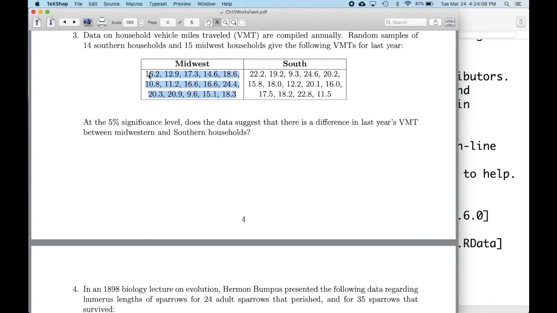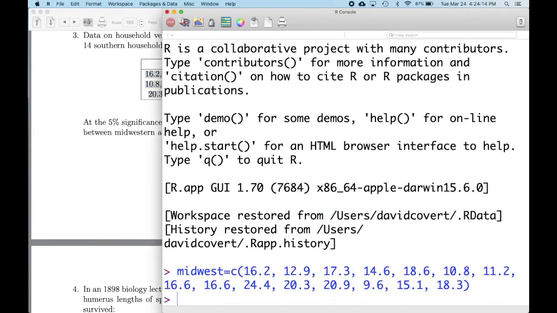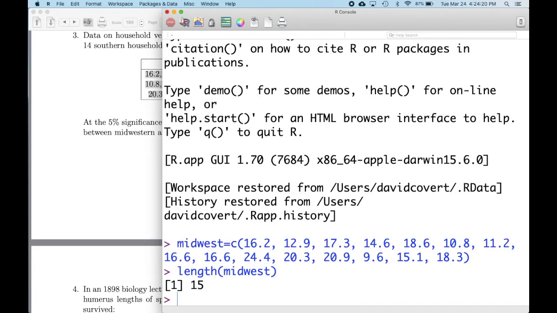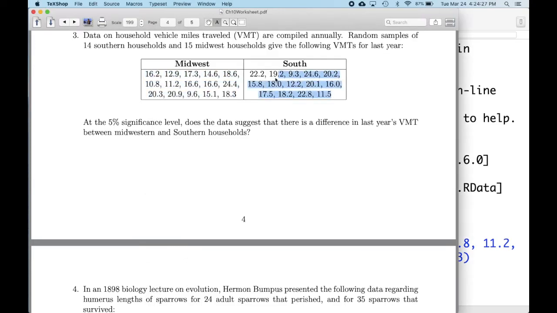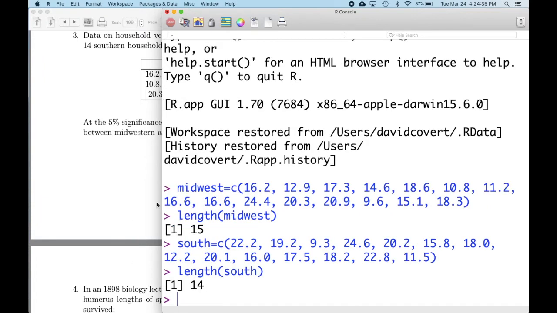Okay, so what I'm going to do is literally copy and paste the data. I'm going to call this Midwest. Copy, just to make sure that we got all 15 values. I think it's worthwhile just to make sure that the length is 15. And we're going to do the same for the South, so literally copy paste that data, make sure we got all the values there. We didn't leave any out, so we got 14.